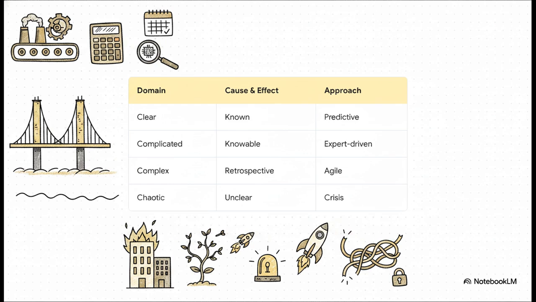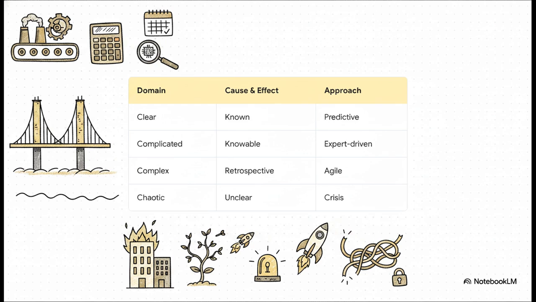Second is complicated. Cause and effect are knowable, but they aren't exactly obvious. You need experts to investigate. You sense, analyze, and then respond. Building a bridge or rolling out a massive ERP system lives here. You're still using predictive planning, but it's heavily expert-driven.